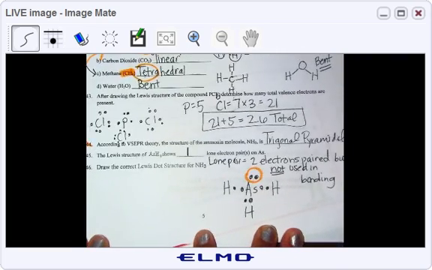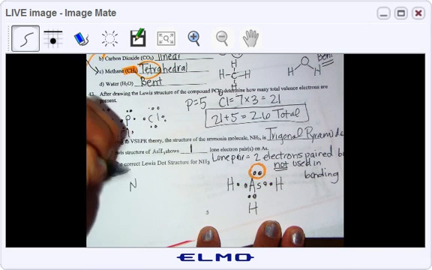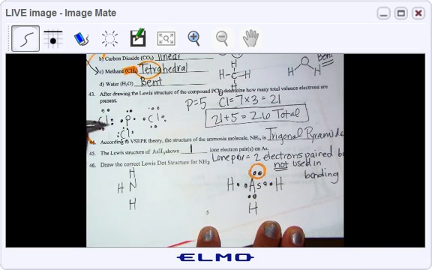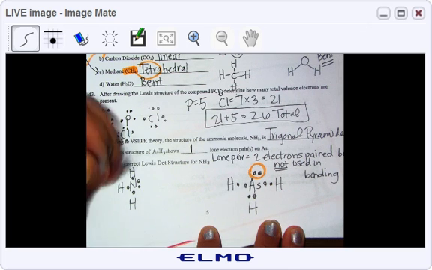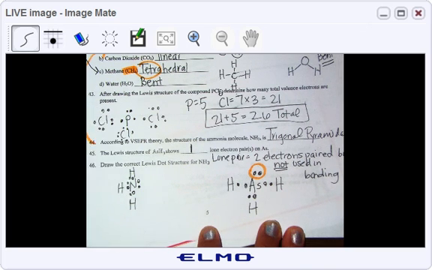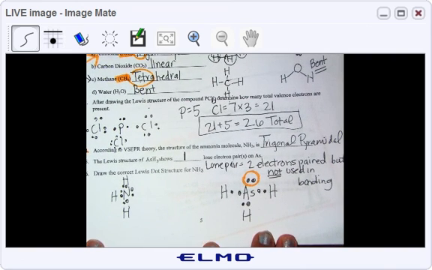Number 46. Draw the Lewis dot for NH3. Look at the valence for nitrogen. It's 5. And then H gives 1 each. So there should be 8 dots around the nitrogen, and that's the octet. It wants 8. I'm going to flip to number 47.